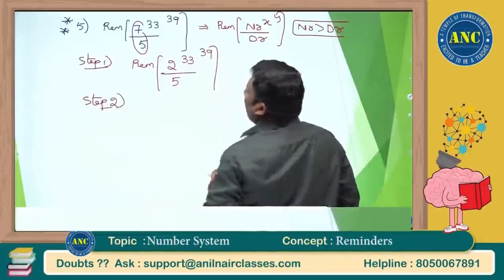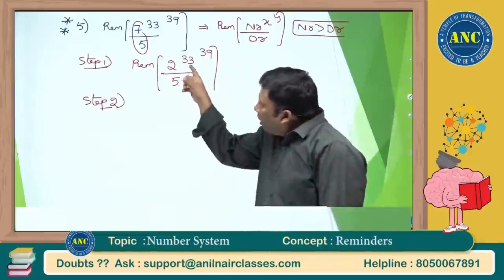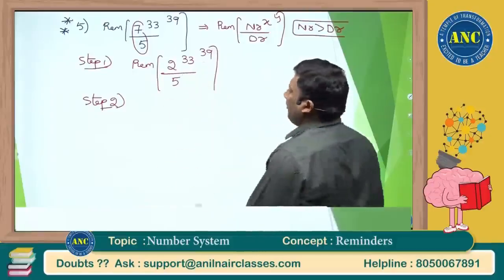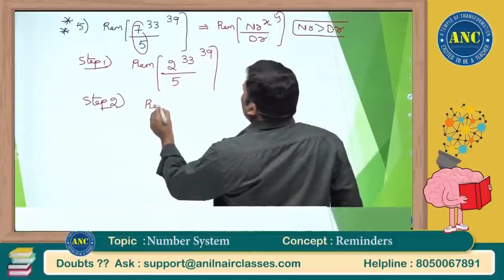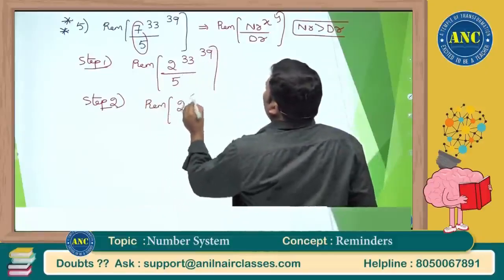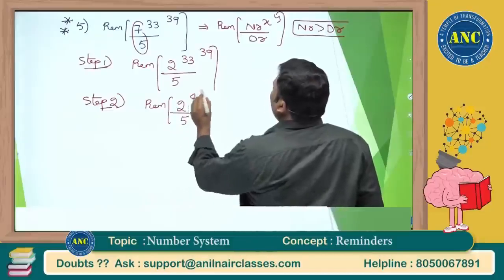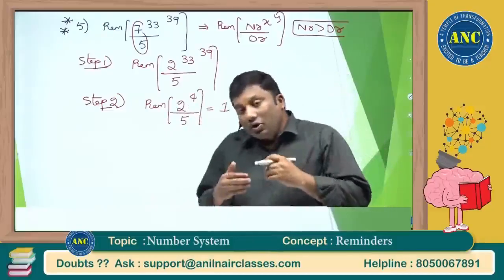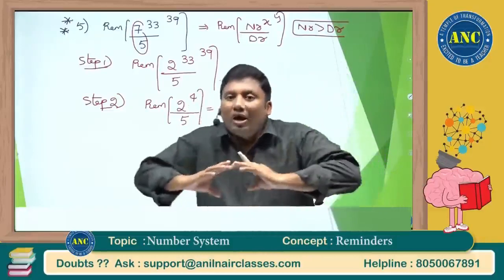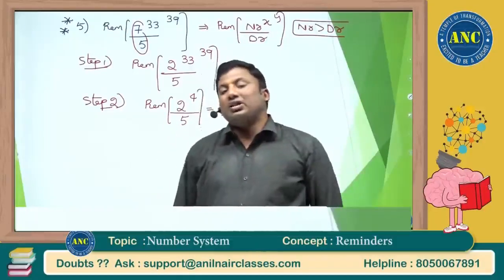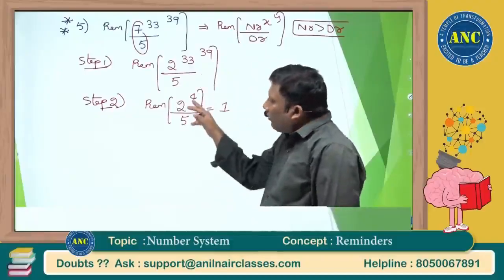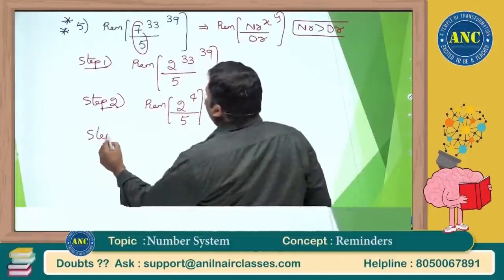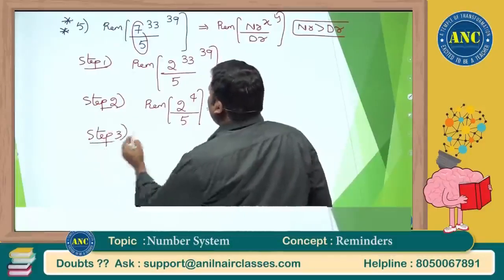After doing step number 1, the question is of the form 2 power something divided by 5. Check which power of 2, when divided by 5, I will get plus 1. You can also do minus 1, but one more additional step is required to check the power of minus 1. 2 power 4 divided by 5, I will get plus 1.